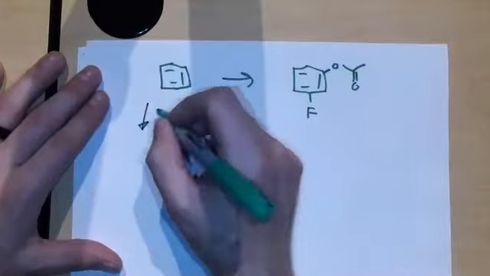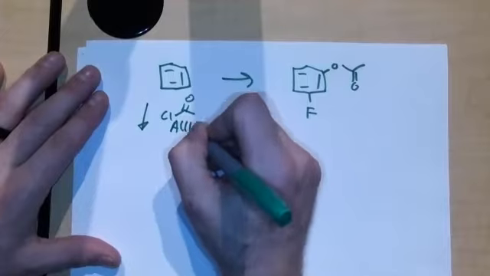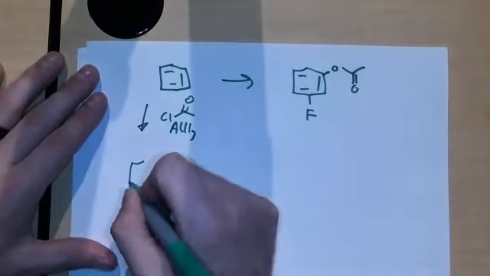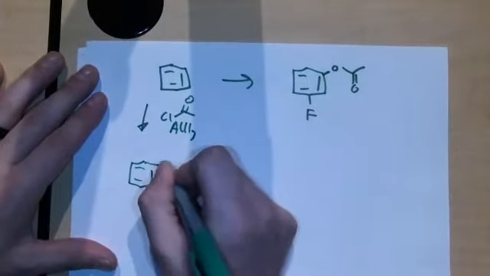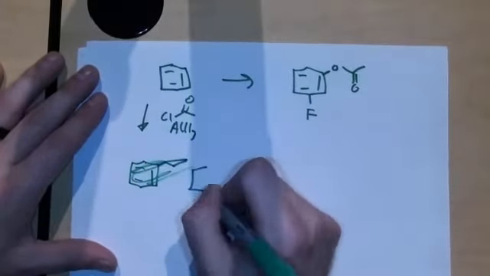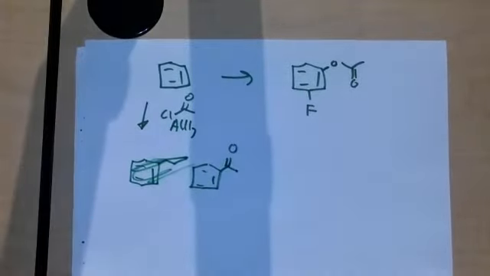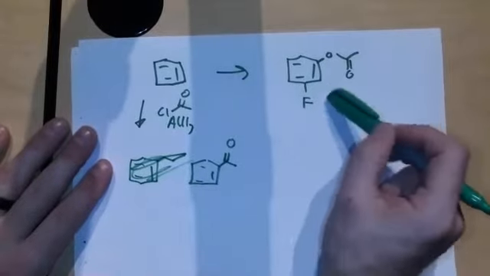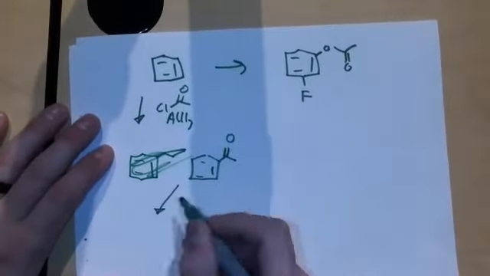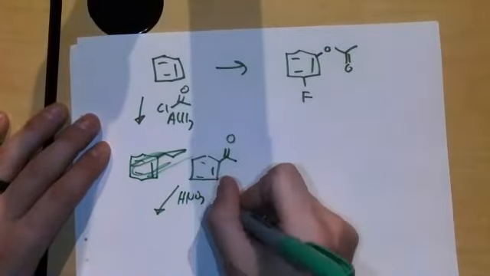So throwing in AlCl3 and this acyl chloride. Oops. Too many carbons. This gives us a meta director. Before we would have added in Cl2, AlCl3, but because I'm doing this fluorine here, we're going to add in HNO3, H2SO4.